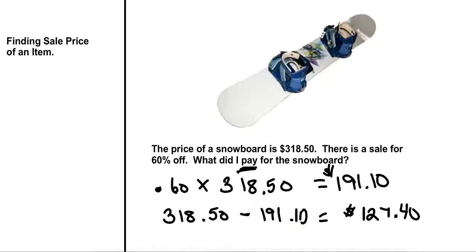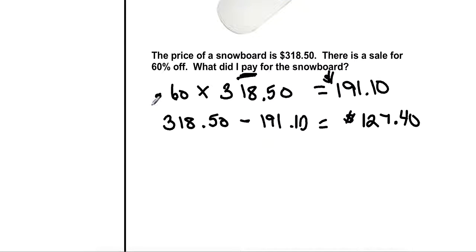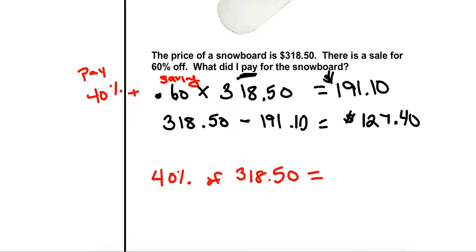Now, you might start to see a little trick you can do with these. I'm going to show you it. Let's go back to this one. I'm going to do it in red. If I am saving 60%, well, to get to 100, that's 40% that I am really spending, that I'm paying. This is what I'm paying. This is what I'm saving. So if I can do that subtraction in my head at the beginning, I really only have 40% of the $318.50 that I am spending. So if I take 0.4 times my $318.50, I automatically get $127.40.